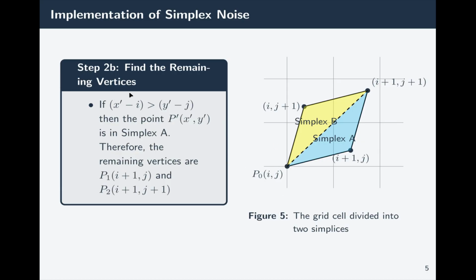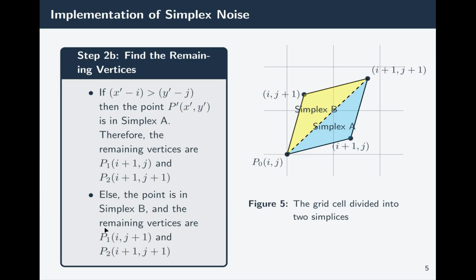Now we can consider the fractional part. If x prime minus i is greater than y prime minus j, the point is in this region, and otherwise the point is in this region. And this is how we can calculate the coordinates of the other vertices. We use these vertices in the next step.